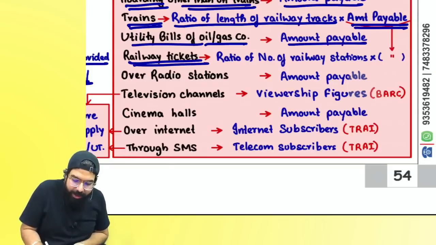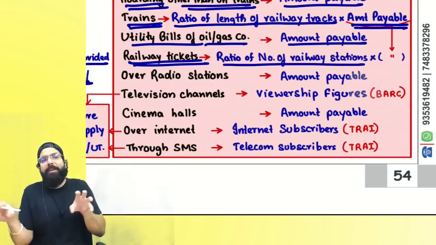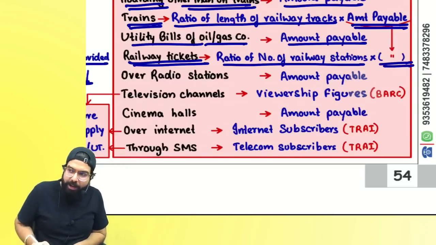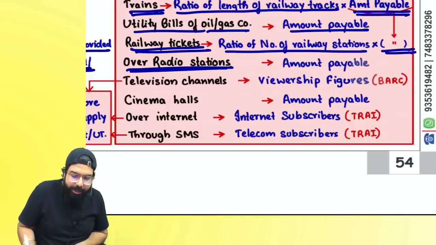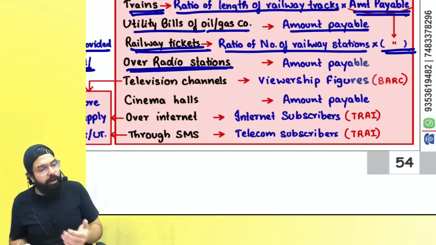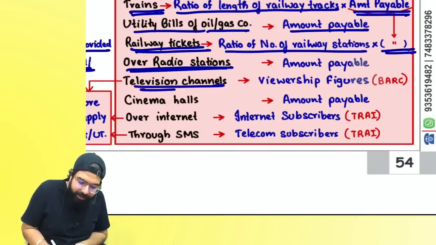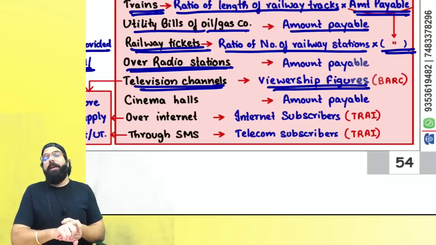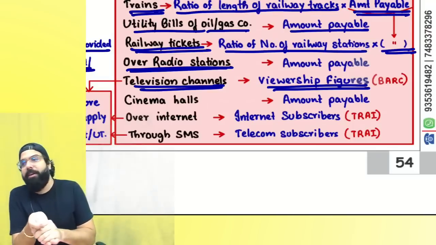Sir, in the railway ticket case, you will have to see whatever is the amount payable by the government, and you have to bifurcate it in the ratio of the number of railway stations in each state, basically where you have provided the service to the government. If the government tells you to do the advertisement on radio station, then sir, whatever is the amount payable. If it is a television channel, then you will have to take the viewership figures which are given by the Broadcast Audience Research Council, BARC.